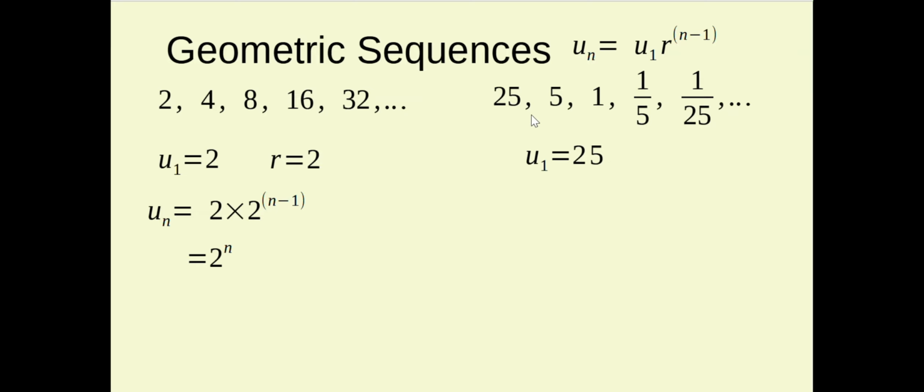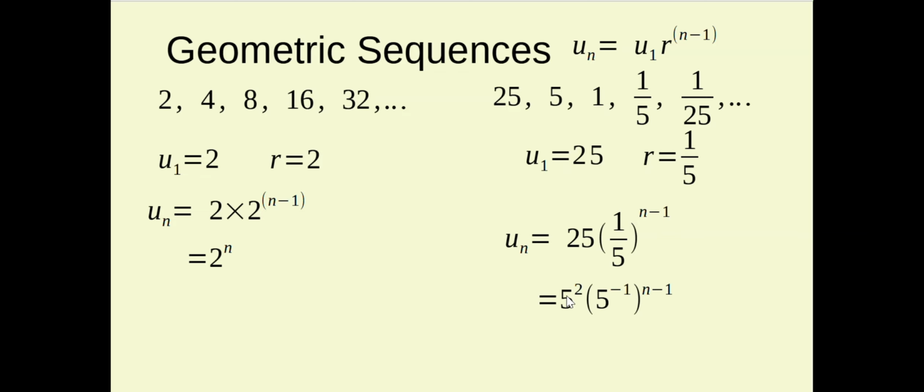Same over here. U1 is 25 and R is 1/5, 0.2. So if we put that in an equation, we get this, which is great, which is all correct. But actually, when I see this is 5 to the power 2, and this 1/5 is 5 to the power -1. So I'm going to write that as powers of 5. And when I expand out these brackets here, I'll get -n plus 1, right? -n plus 1.